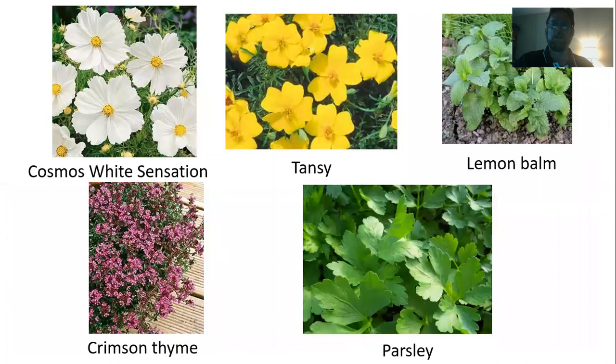Now, really important for parasitic wasps, the adults are nectar feeders. So plants that are really good for them need to have those nectar sources. Getting back to our herb garden, we have parsley and lemon balm, different kinds of thyme, as well as some really attractive flowers like tansies and cosmos, which are wonderful plants to include to attract parasitic wasps.